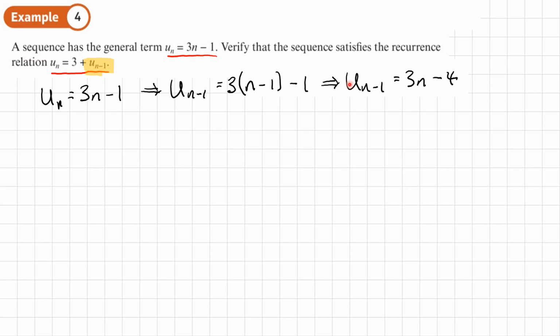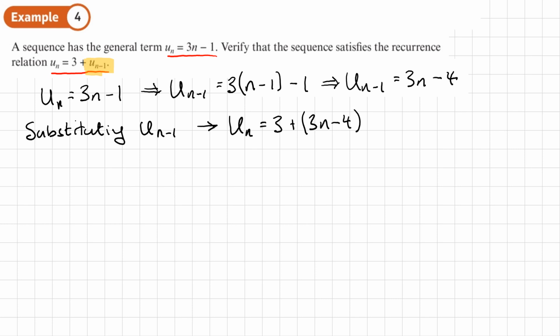So we do this by substitution. So this un minus 1 is going to get substituted in here. Okay, so if I put substituting un minus 1, then what we'll get is un equals 3 plus un minus 1, which is 3n minus 4, and that will give us un equals 3n minus 1, okay, which is what we started with here. So we've proved it as required.